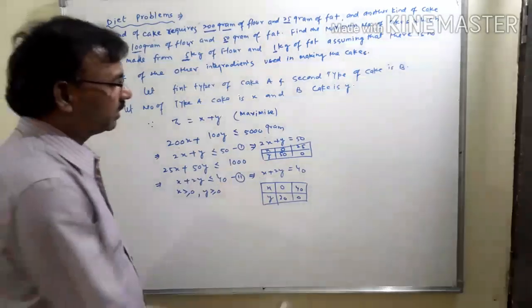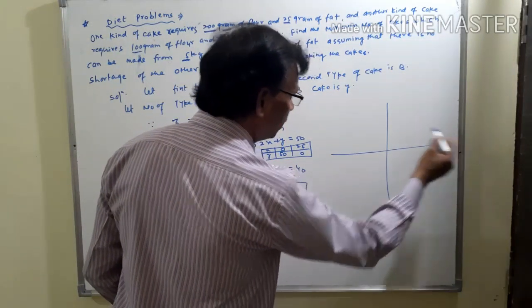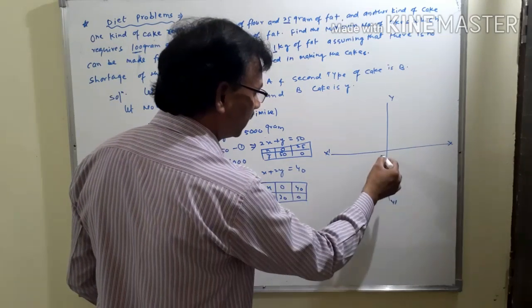Draw the graph of these equations on the rectangular coordinate system. X, x dash, y, y dash, and this is the origin 0.